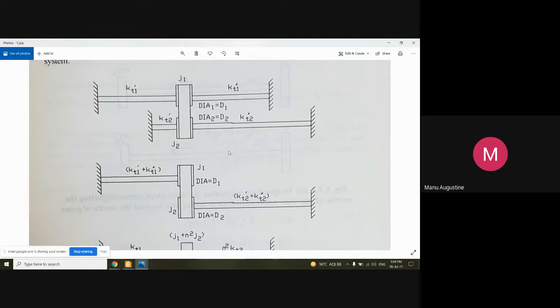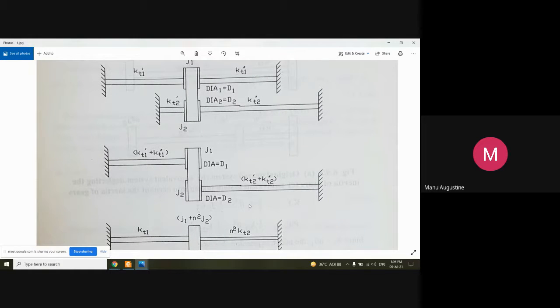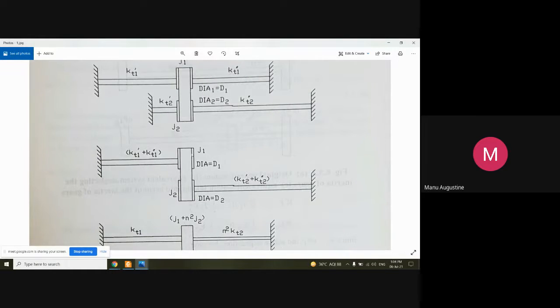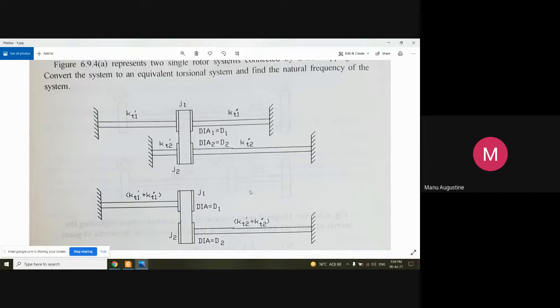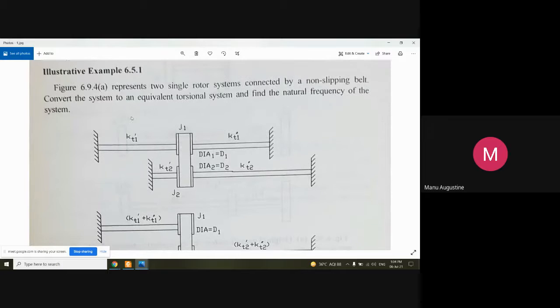Now you see this side, KT1 dash and KT1 dash have been added. This side KT2 dash and KT2 dash have been added. And now what do we do in order to eliminate these pulleys? Now in the question there is no mention of the pulleys' inertia being ignored.